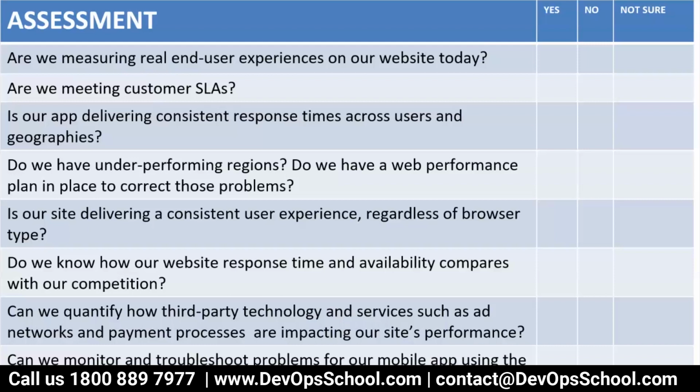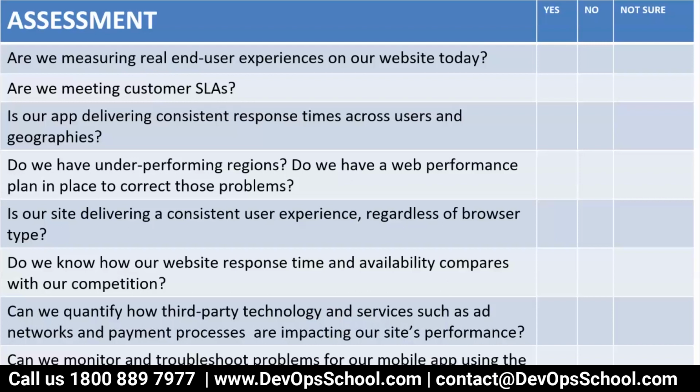Is our app delivering consistent response time? Mind it, I said consistent response time across users and geography. Is your application giving a consistent response time from India and the USA? Do you have that number? Do you have any underperforming region, for example Australia? When people from Australia access your website, do they have the same response time as the users of India? Do you have an underperforming region?